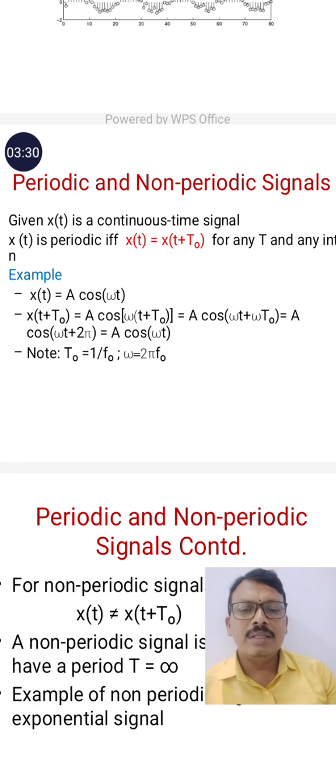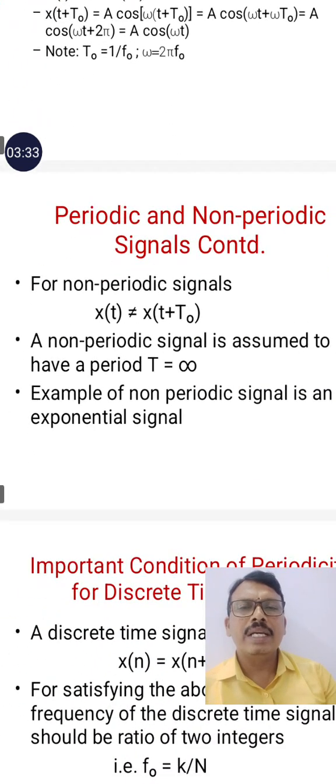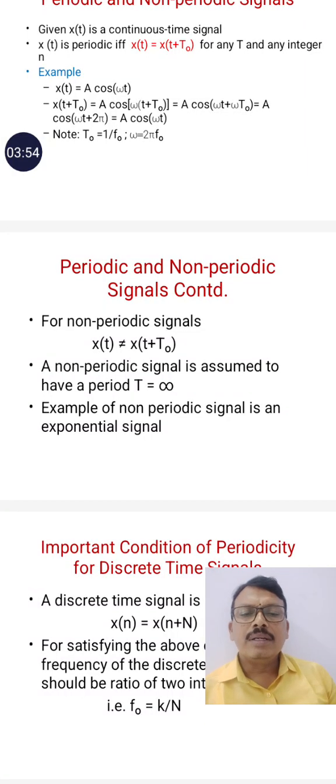In a non-periodic signal, the signal cannot repeat at any regular interval. The best example for identifying a non-periodic signal is the exponential signal. A non-periodic signal is assumed to have a period T equal to infinity. We cannot predict the time it reaches the zero axis. That signal cannot reach the time axis at t equal to 0. So this is called a non-periodic signal.